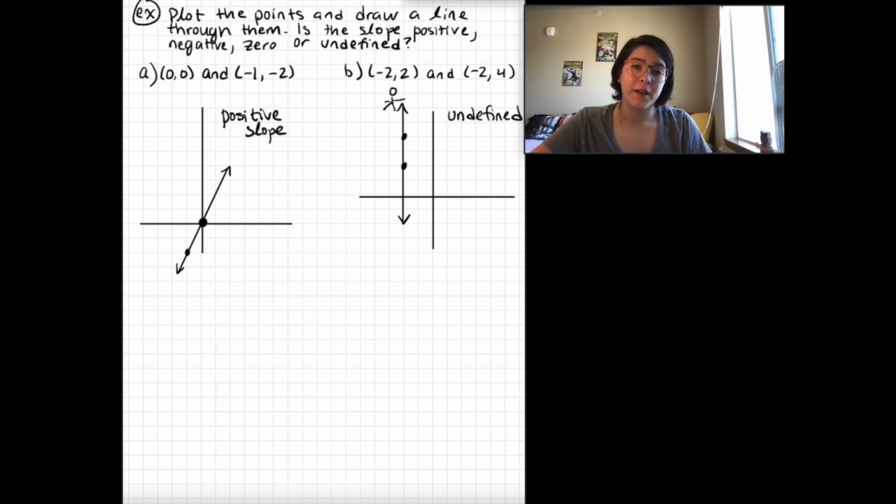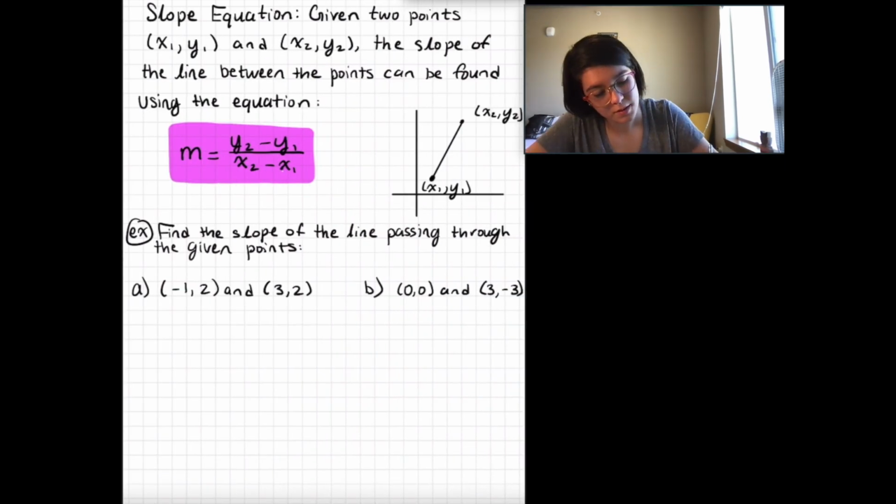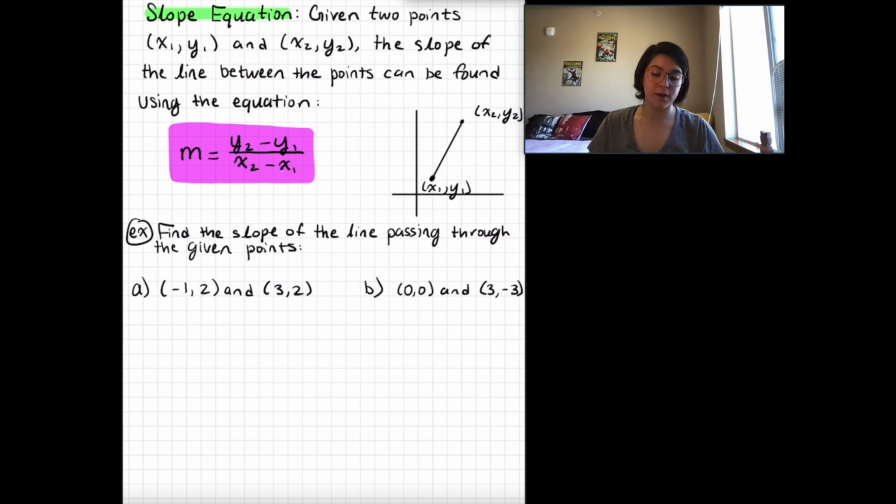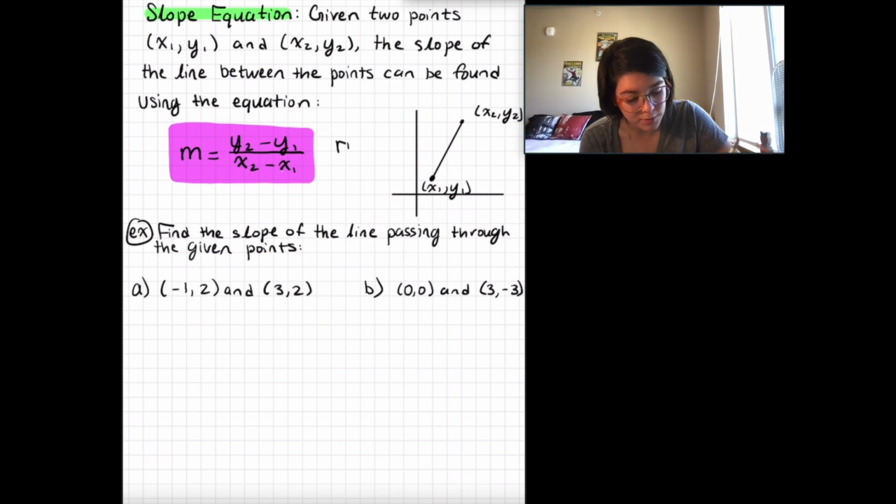So now we're going to look at how to find the actual value of our slope. So we can look at an equation. We have our slope equation. If we're given 2 points, x1, y1, and x2, y2, we can find the slope between the points using the equation y2 minus y1 over x2 minus x1. So in other words, y2 minus y1, that is our change in y. So we're taking our two y coordinates and we're subtracting them. So this is our change in y. In other words, we can call this our rise.